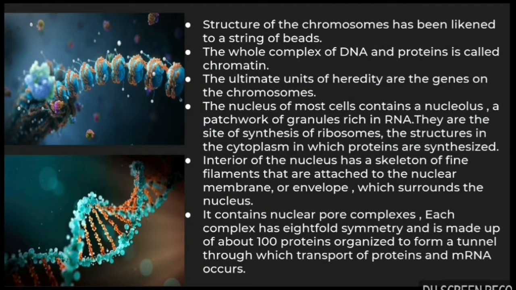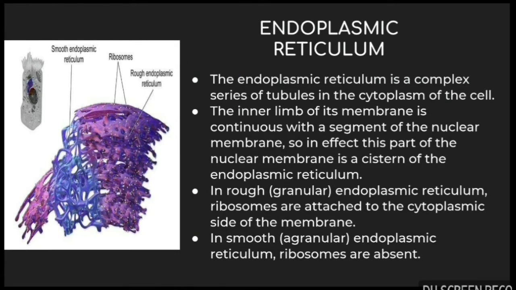So there are nuclear pores through which the mRNA is passed from the nucleus to the cytoplasm. The important things in the nucleus and related structures are the histone proteins, the chromosome, the chromatin, then the genes, what are genes, and the nuclear pore complexes, which are the important parts of the nucleus and related structures. Moving on to the next topic, endoplasmic reticulum.